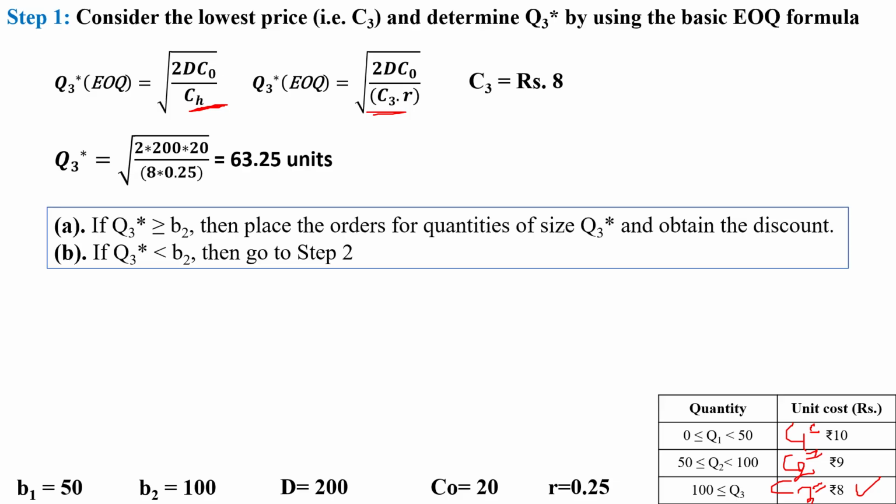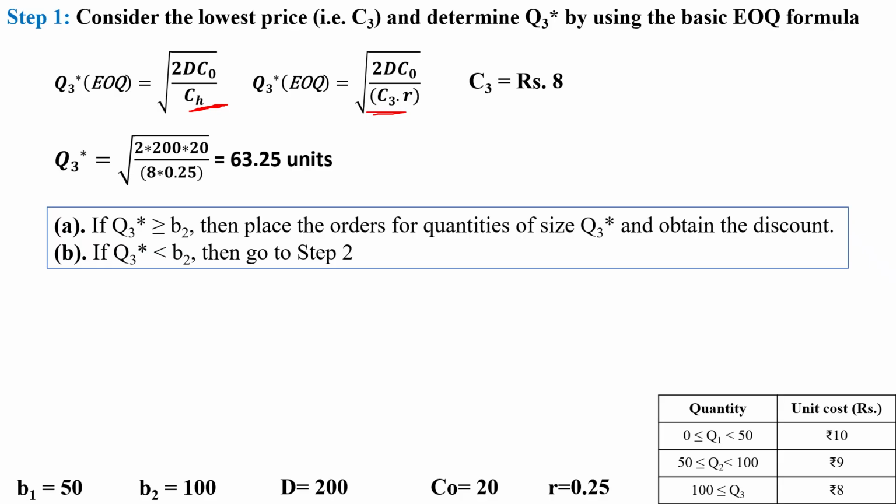63.25. So next, if Q3 star is greater than or equal to B2, then place the orders for quantities of size Q3 star and obtain the discount. And the second condition is, if Q3 star is less than B2, then go to step 2.